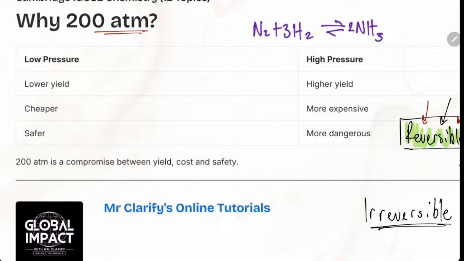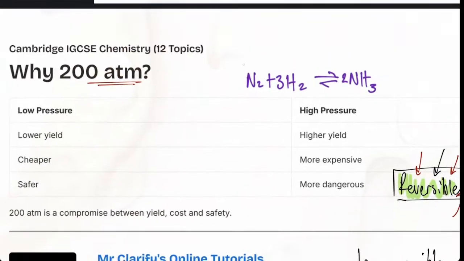The other day we said, if you want to know how pressure affects the position of equilibrium, you look at the numbers of moles. There are 4 moles on the left, and there are 2 moles or molecules on the right.